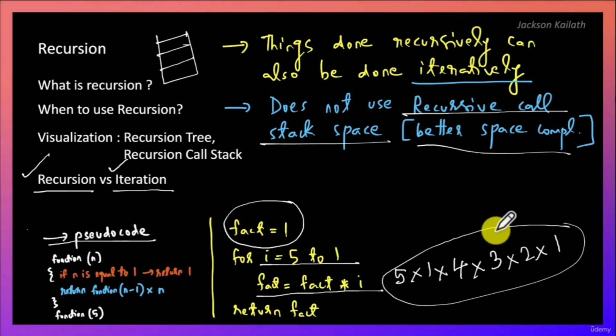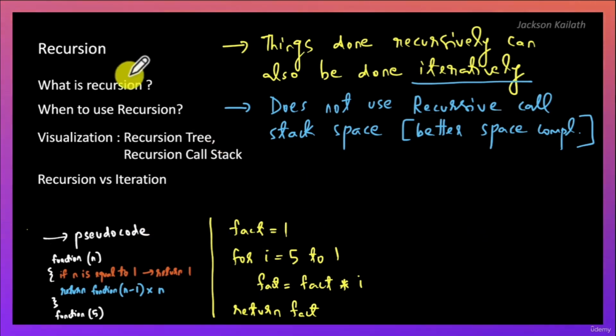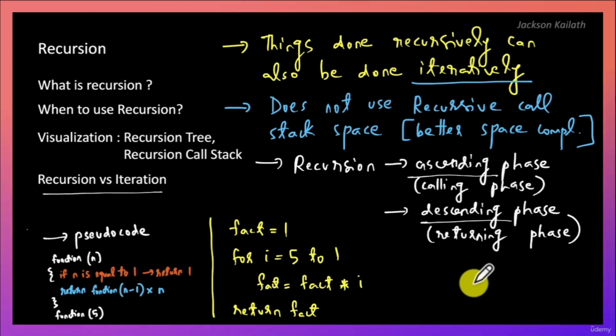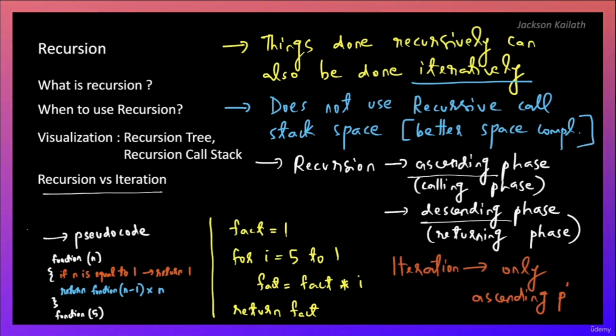Another interesting point, and let me make some space over here, when we compare recursion and iteration is that recursion has both an ascending phase as well as a descending phase. Now what do I mean by that? Again, let's first take a look at iteration to understand this in a better manner. When it comes to iteration, it only has the ascending phase. So this means that we go from i equal to 5 to 1 in this case, and we iterate from 5 to 4 to 3 to 2 to 1, and that's it, right? So there is no coming back. Once we've gone from 5 to 4, there is no coming back to 5 again.